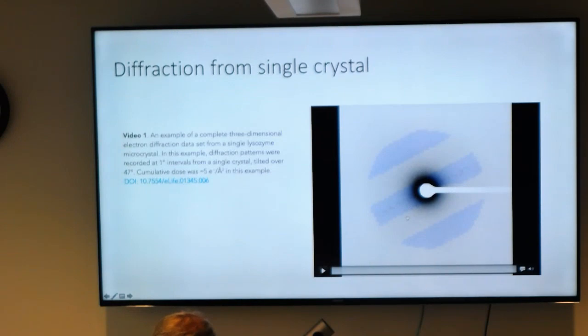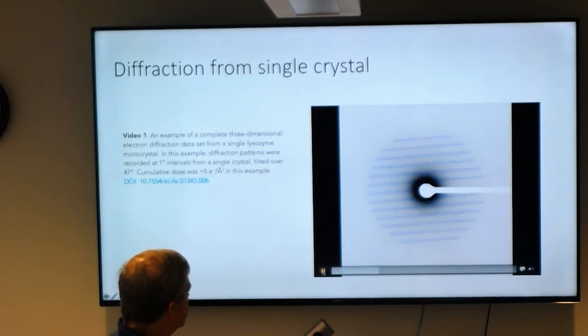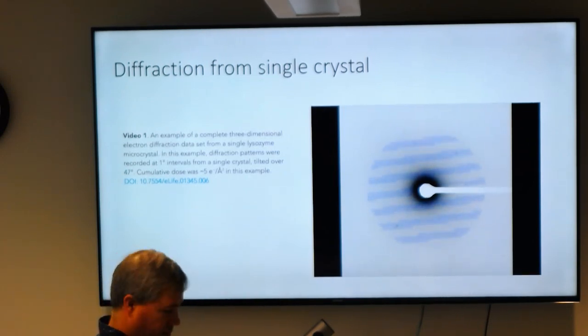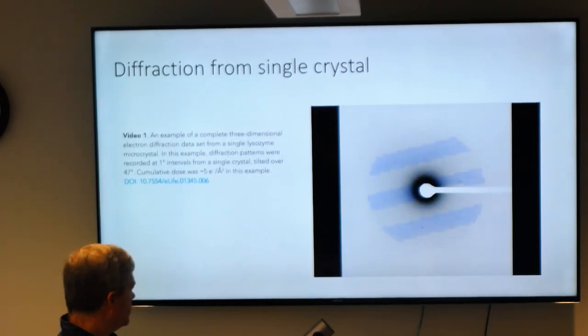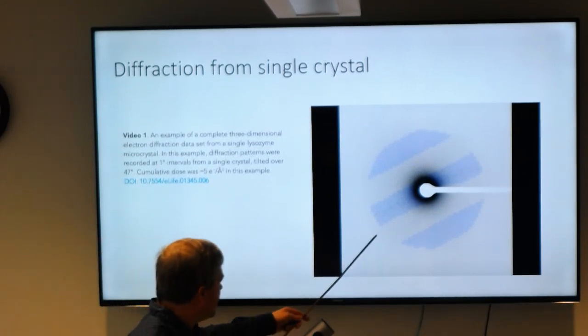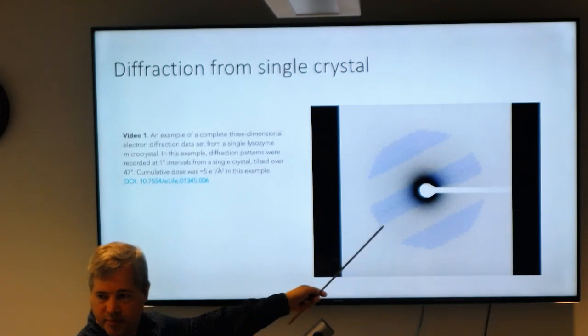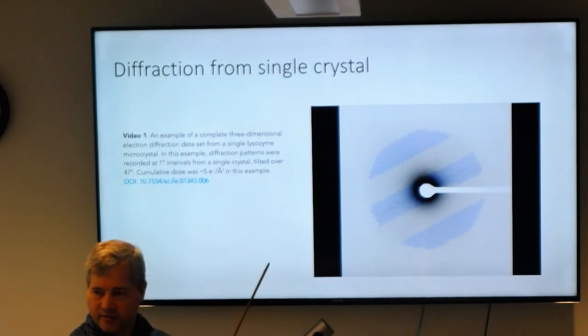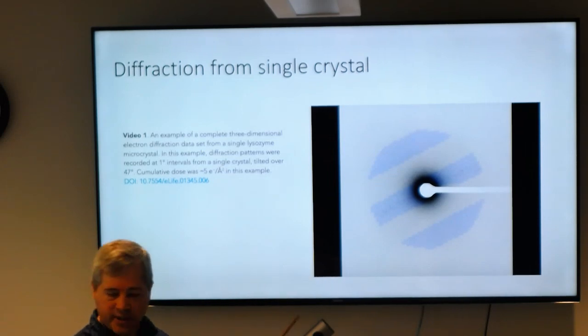Say that again, maybe. So each of the blue squares is a reflection? Yeah, each of the blue squares, yeah. You can only see some of them by eye, but the software auto indexes it and then figures out where it should be collecting the intensities.